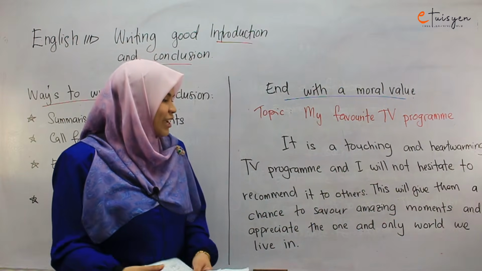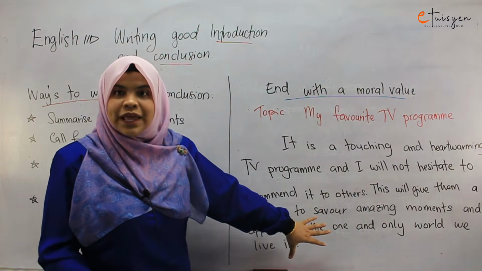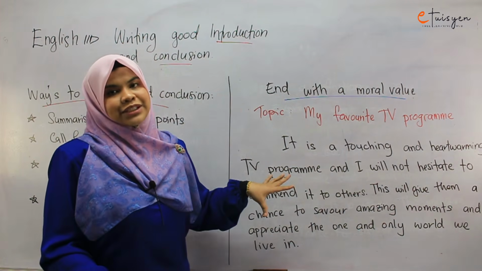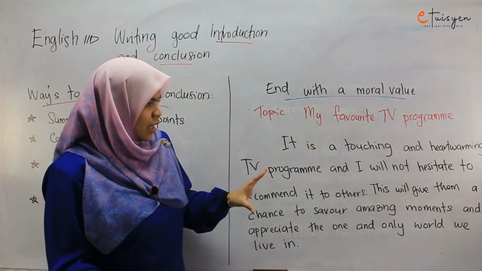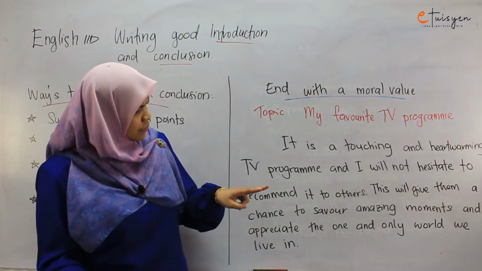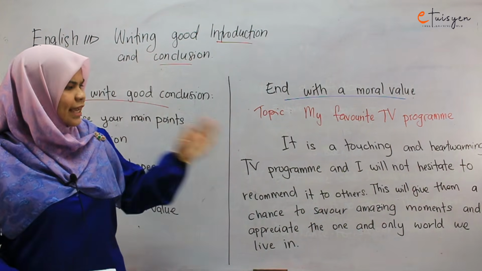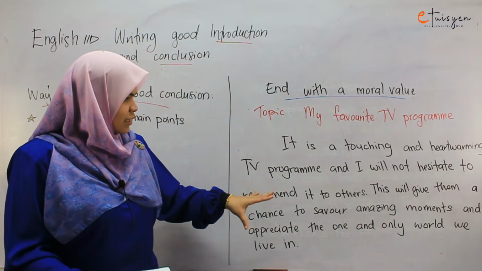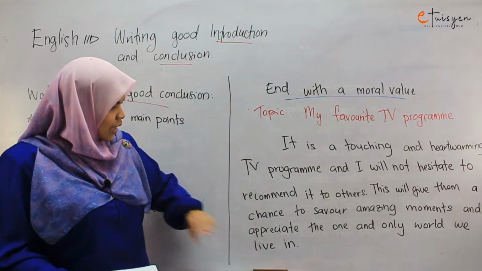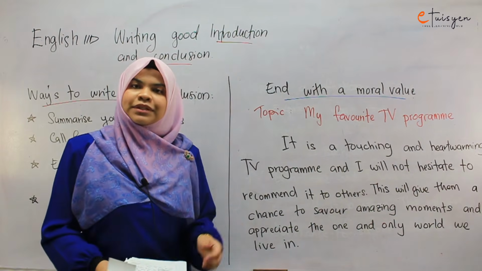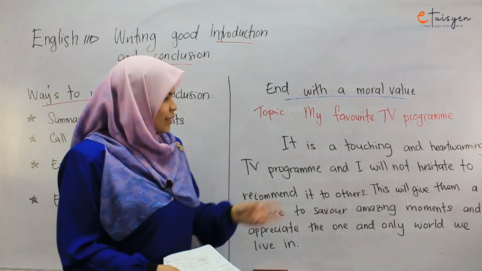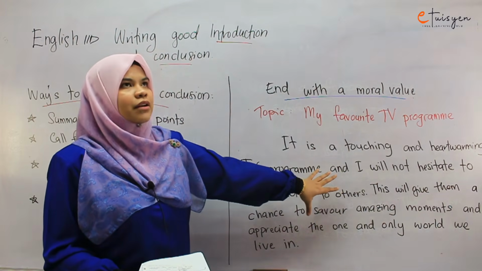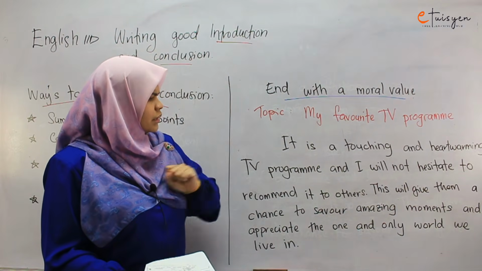Enjoy the moment now. Okay, so yeah, that's the moral value out of this conclusion. So which means actually there's two, right? Two moral values, because they are able to savor or enjoy amazing moments by watching this television program, and also they are able to appreciate the one and only world we live in. Okay, so there's a few ways to do this. Moral values, what are the things? I think that's about it.